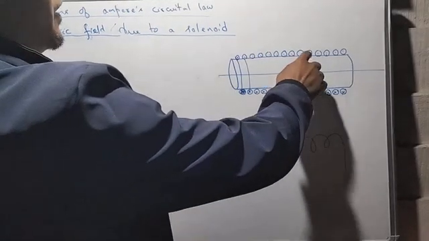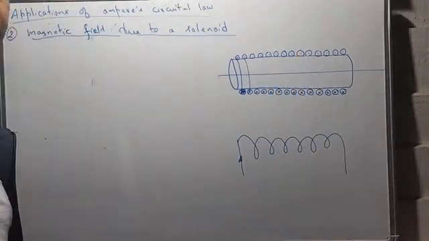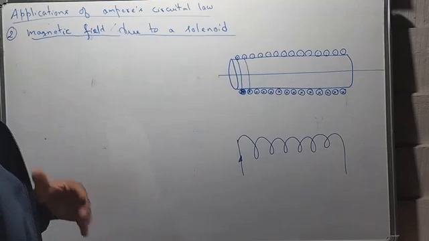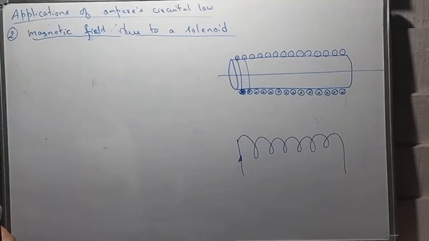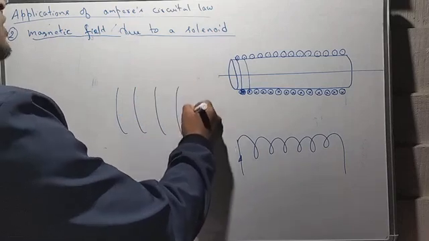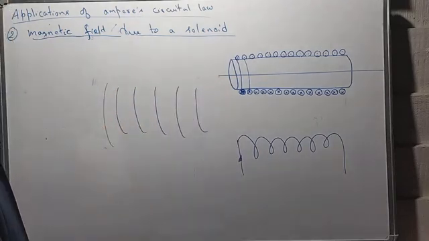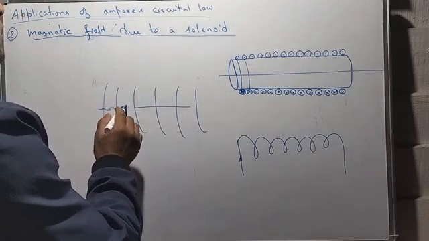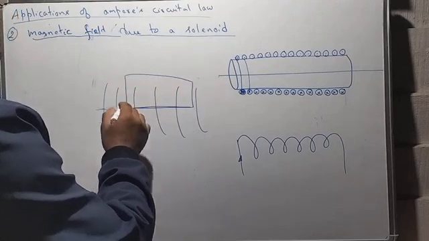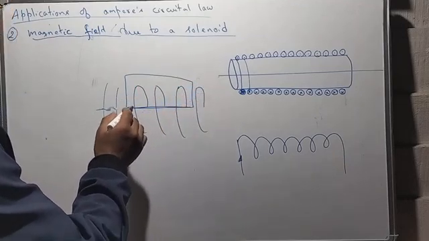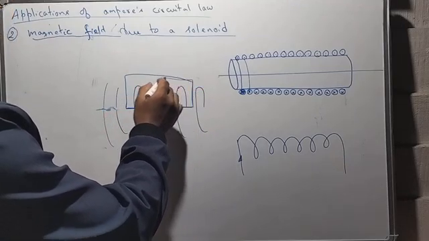To find the magnetic field due to the solenoid, according to Ampere's second law, the magnetic field should be surrounded by a closed loop. So look here, these are the turns of the solenoid. Now if I consider this a closed loop, can I do this? Yes. Why do I call it a closed loop? Because this loop here is actually enclosed.